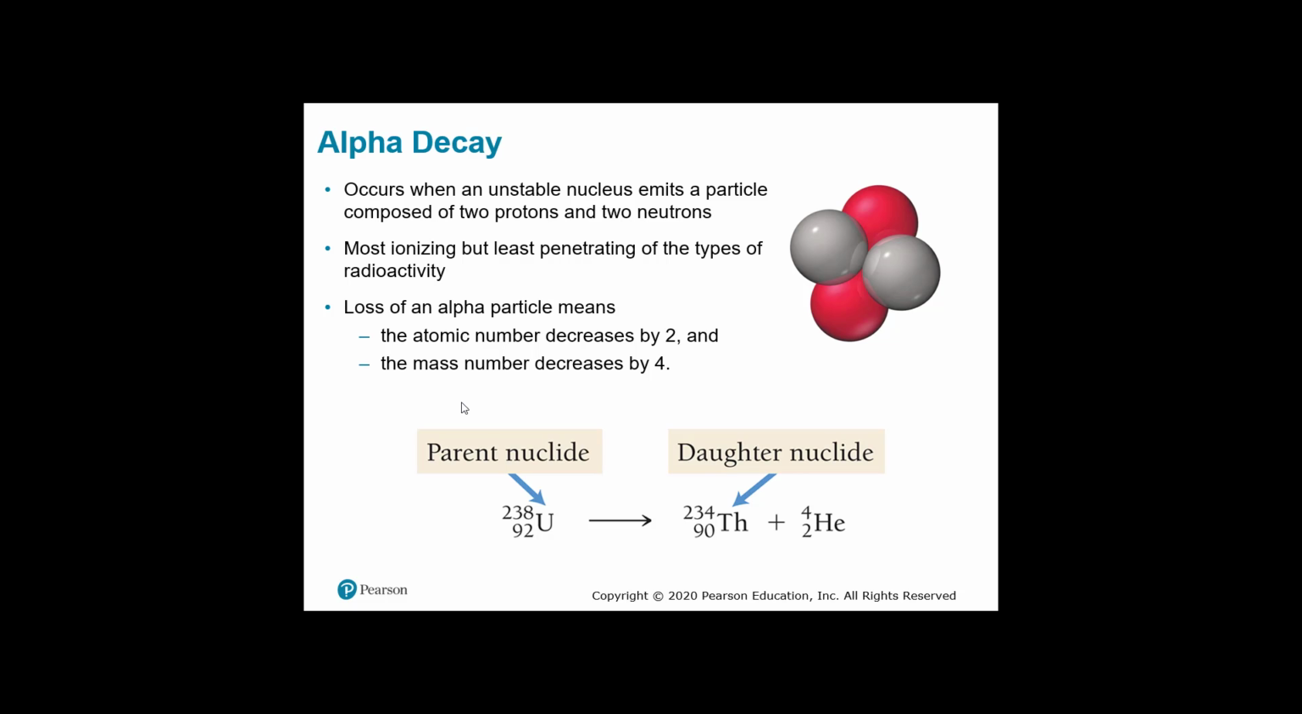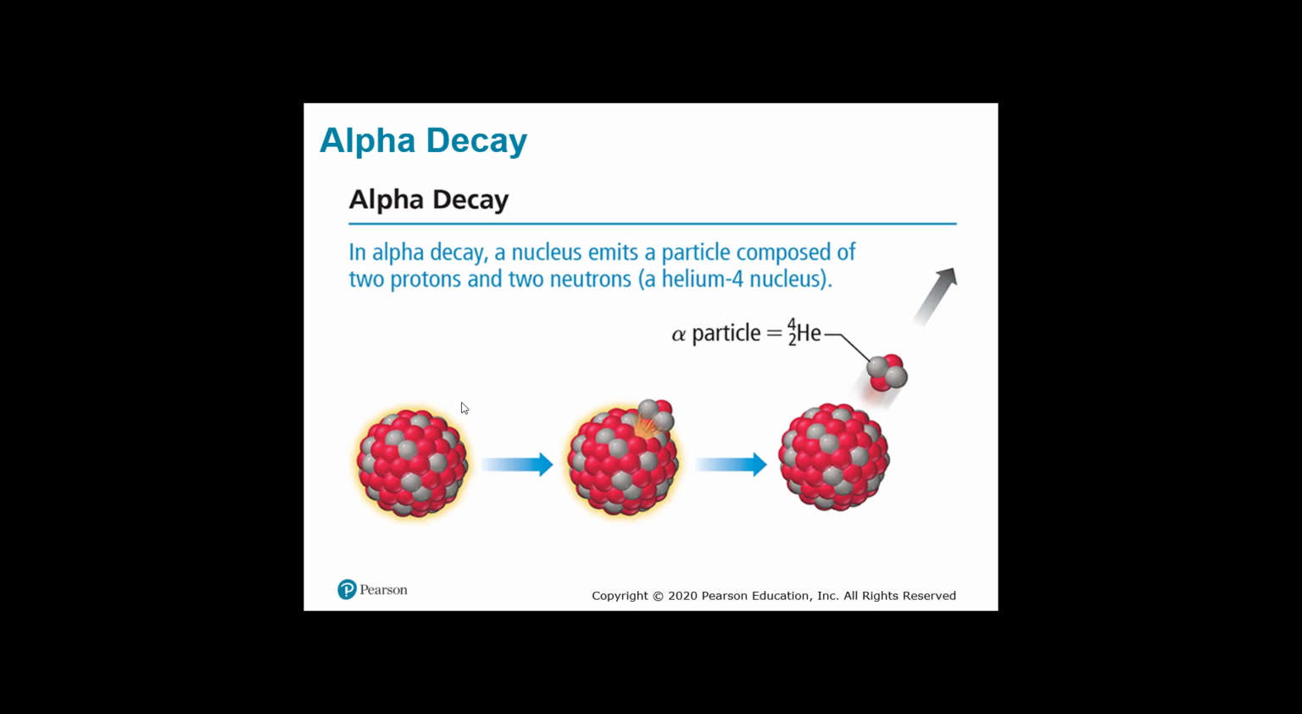It comes into contact with more stuff, where something that's very small will not. So it's the most ionizing, but it's least penetrating. Because it's so big, it's kind of, think of it as slow, so it doesn't take much to stop it.